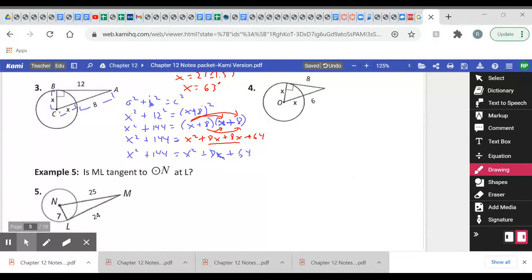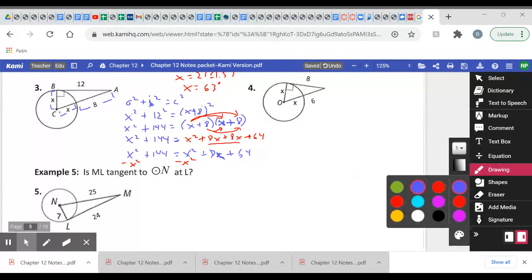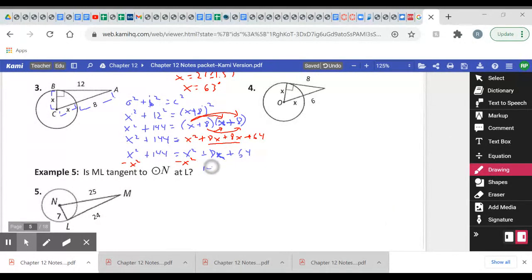Okay, from there, if I go ahead and try to subtract x squared from both sides, you might think when you see that x squared, oh no, I'm going to have to factor and that kind of thing. But when you try to subtract x squared from both sides, then the nice thing is they go away, so you don't have to deal with them anymore in this particular case. So I end up with 144 is equal to 8x plus 64.